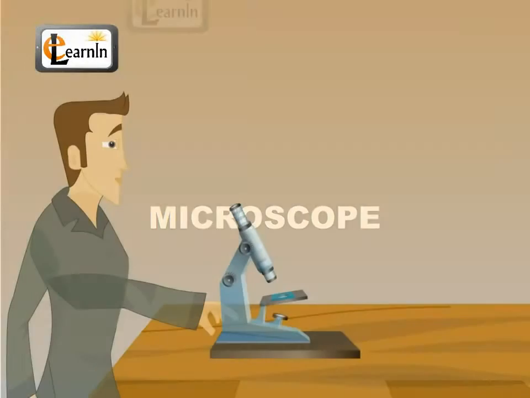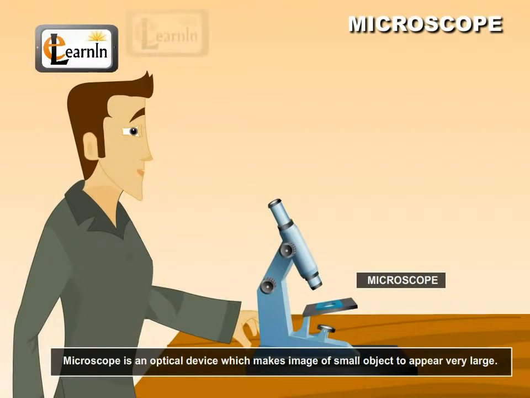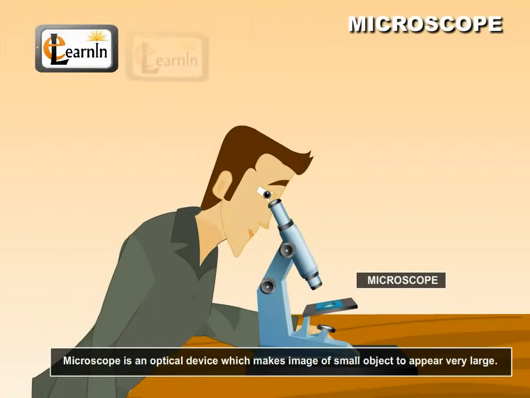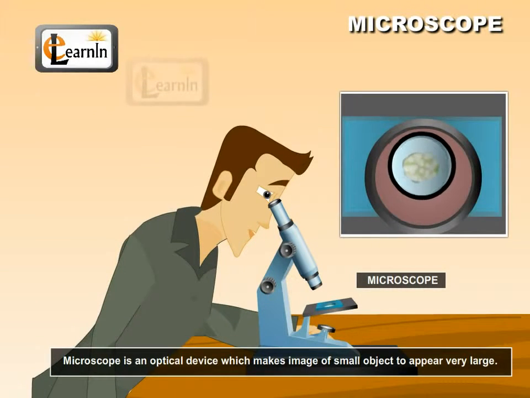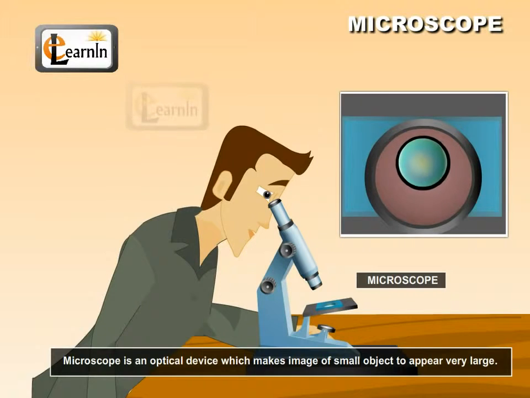Microscope. Microscope is an optical device which makes an image of a small object to appear very large.